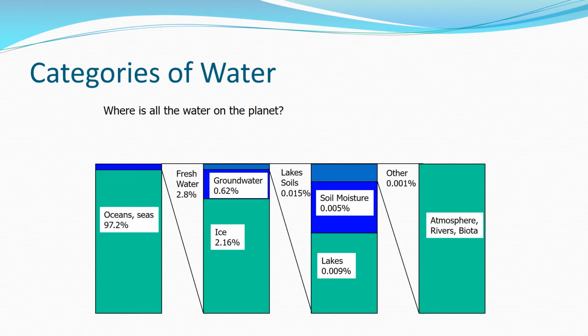First, of the water available on the Earth's surface, we have 97.2% of it locked up in oceans and seas. 2.8% is fresh water. Of that 2.8%, we have about 2.16% locked up in ice and 0.62% in groundwater, and only about 0.015% locked up in lakes and in soil pores. Soil moisture accounts for about 0.005% of that, and lakes account for about 0.009%. The other 0.001% is in the atmosphere, rivers, and within cellular bodies, in biota.